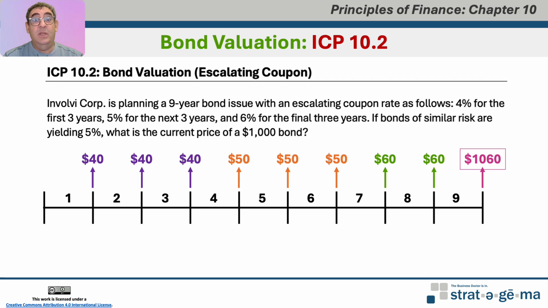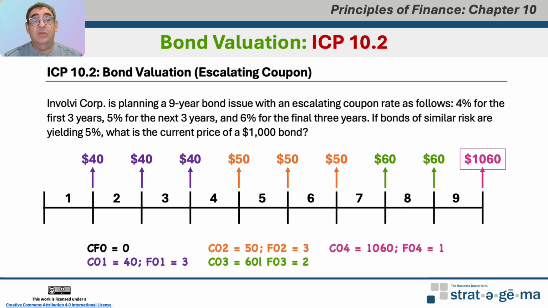So the easiest way to solve it then is to use the cash flow function in your calculator. So we have CF0 is 0, C01 is 40, with F01 of 3. C02 is 50, with F02 of 3. C03 is 60, but with a frequency of only 2, because that third coupon payment has to be combined with the $1,000 face value at the end of year 9. So C04 is 1,060 and F04 equals 1.